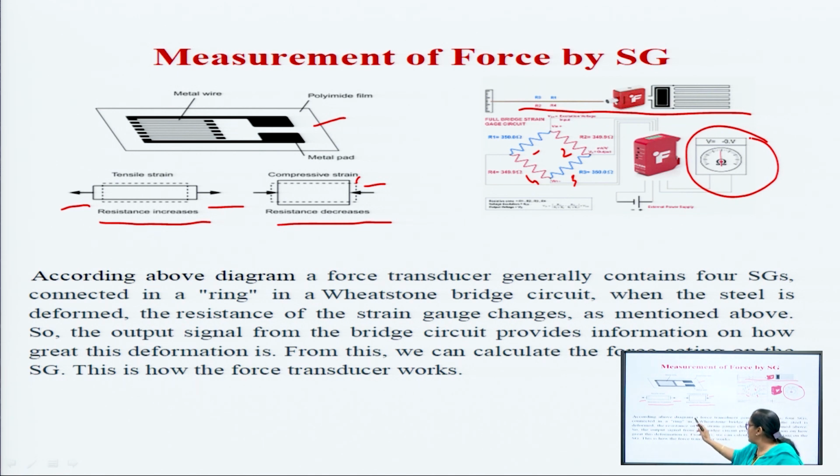According to this diagram, the transducer generally contains 4 SGs, because we are using a bridge formation. Generally a bridge has 4 arms. If you remember the Wheatstone bridge, when you are using resistance or strain gauge, or depending on capacitance or inductance, they use the Wheatstone bridge, in which there are 4 arms.